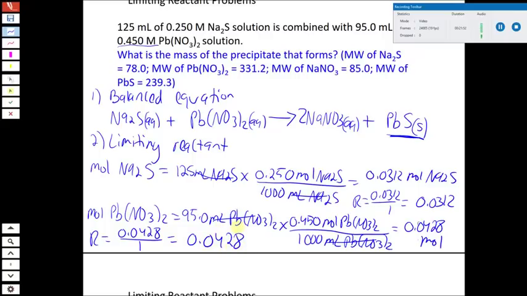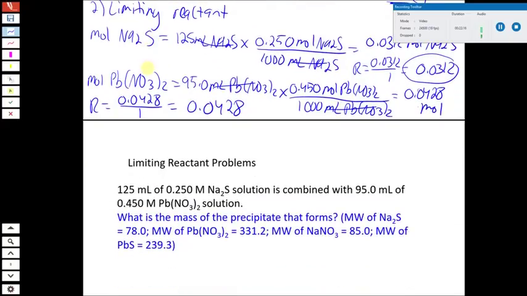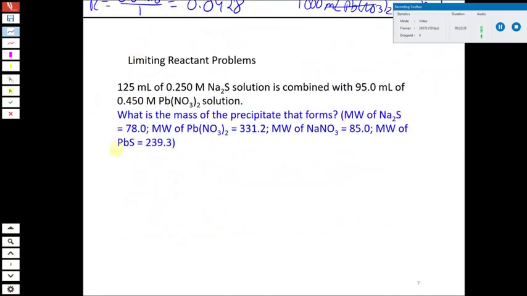So which one of these is smaller is going to tell us what the limiting reactant is. That's this one here. So sodium sulfide is our limiting reactant. We've identified that as being limiting in this case. So once we know what the limiting reactant is, just like any other stoichiometry problem, we use that amount of substance to calculate whatever we're asked to calculate in the problem, which in this case is the mass of product. So starting with the limiting reactant, in the last step we just calculate the amount of product that forms.